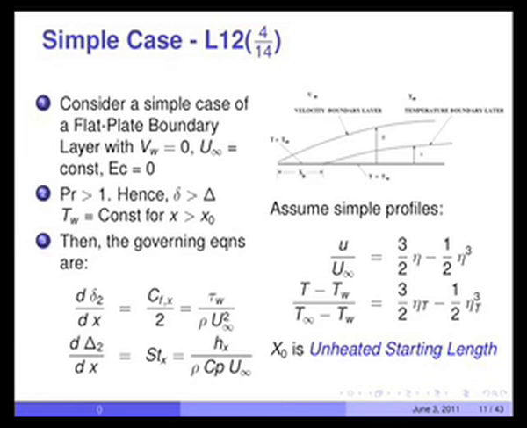And I am going to postulate that the constant wall temperature boundary condition, T equal to T w, starts at x greater than x naught, and T w is greater than T infinity, let us say. So, the temperature of the wall between 0 and x naught will be simply T infinity, but is suddenly raised to T w from x equal to x naught. X naught is called the unheated starting length. There is a purpose for doing this.